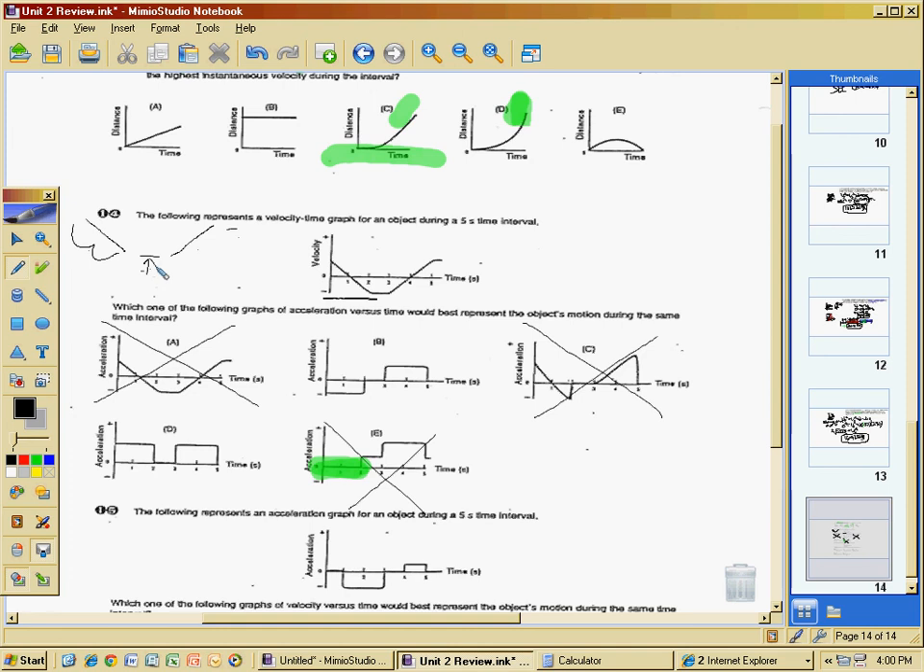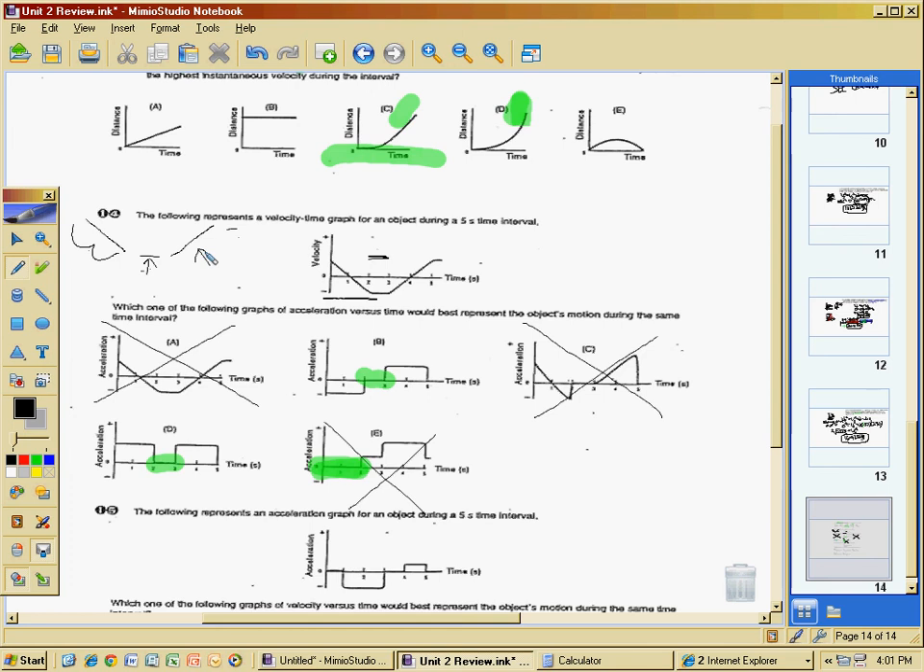Now let's look at this line segment right there. That's a flat line segment, which means your slope is 0. So what that's telling you is in this time here, from 2 to 3 seconds, you need to have an acceleration of 0, which this graph does, and this graph does. So we're still between those two. Now we look at this line segment right here. What that should tell you is you have a positive slope. It's up and to the right.